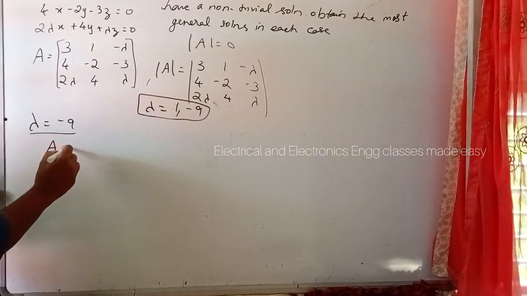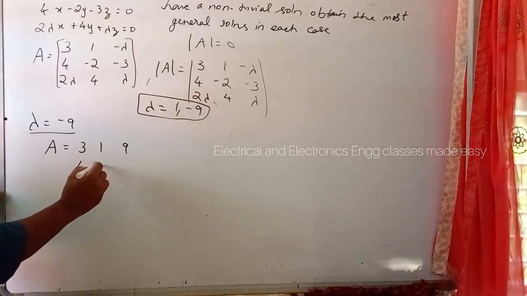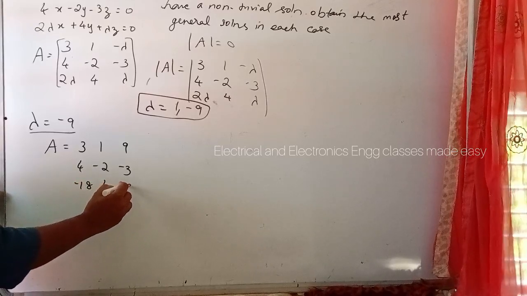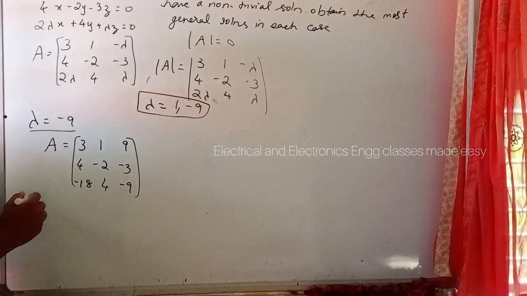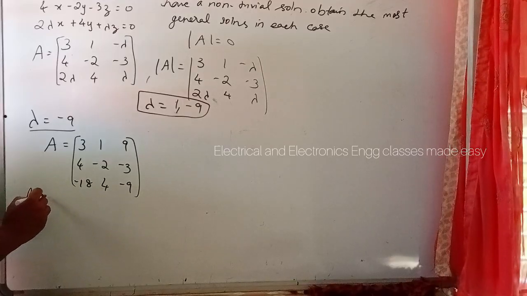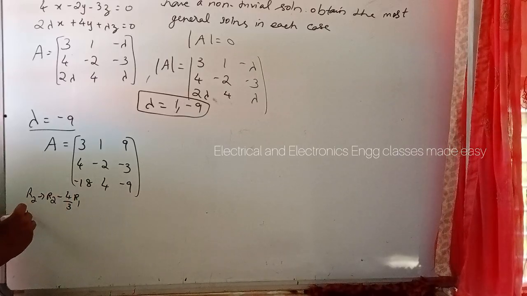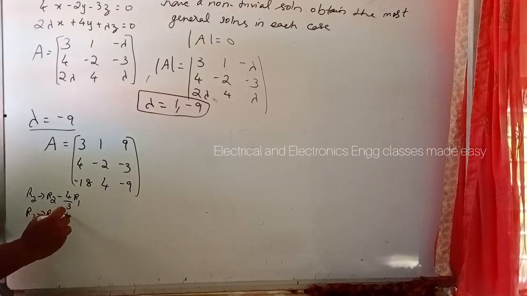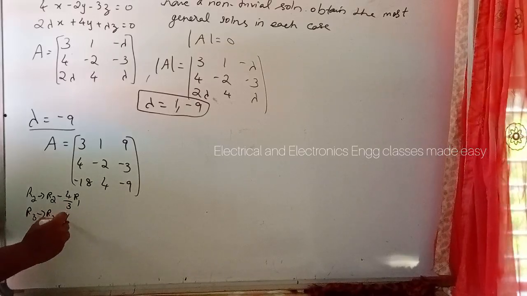So the coefficient matrix A is equal to 3, 1, 9, then 4, minus 2, minus 3, minus 18, 4, minus 9. Now we have to find the rank of this matrix. So for that we have to make these elements 0. That is R2 implies R2 minus 4 by 3 R1, and R3 implies R3 plus 18 by 3, that is 6 R1.